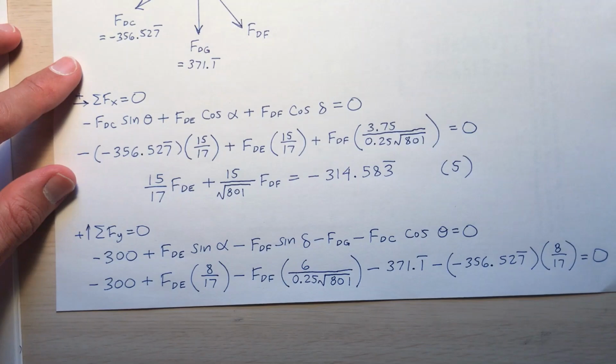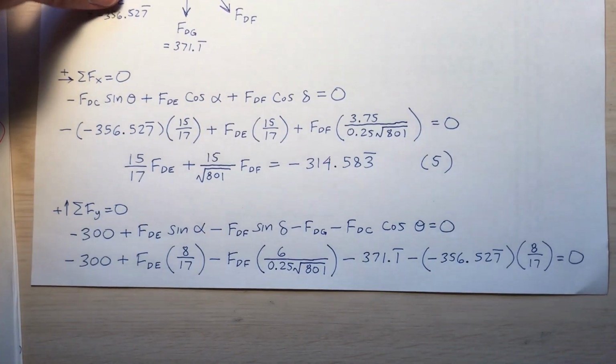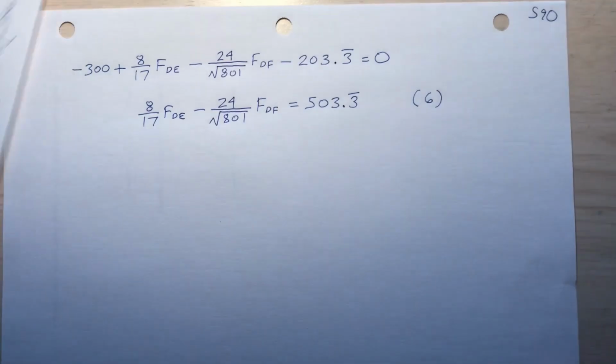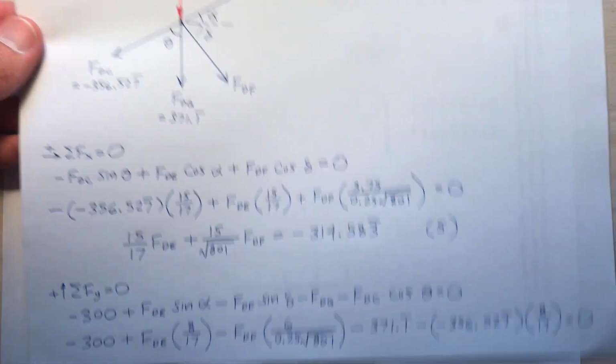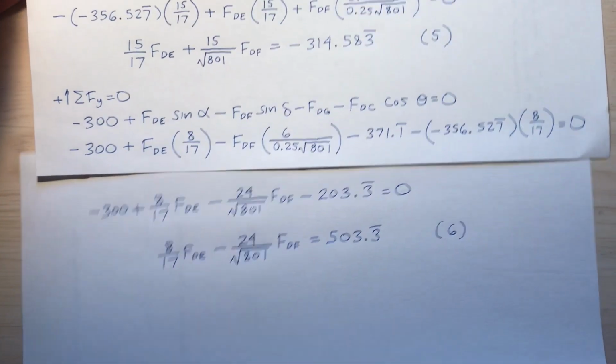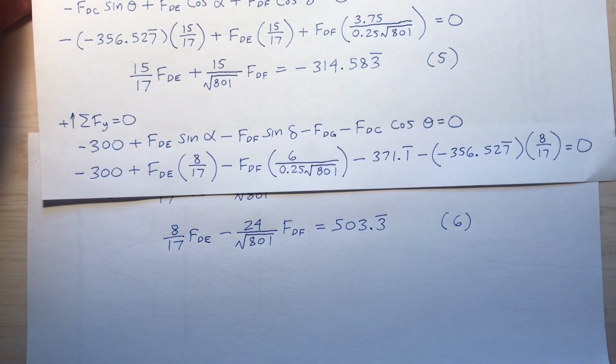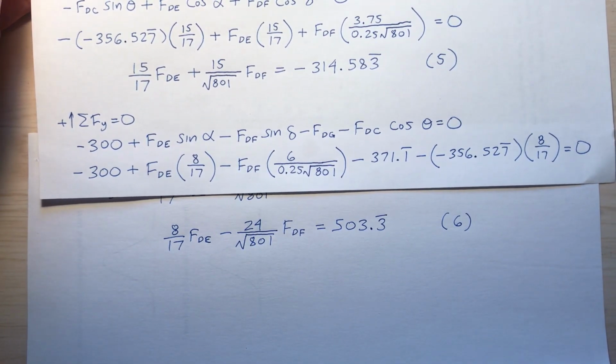A lot of this stuff I already know. The F sub DE I don't know. The F sub DF I don't know. Everything else I stick in the appropriate values, and then I continue on the next page. So I have equation 6. So the unknowns are F sub DE and F sub DF. Those are also the unknowns for equation 5. So now I'm going to combine equations 5 and 6. I'm going to solve those simultaneously for F sub DE and F sub DF.